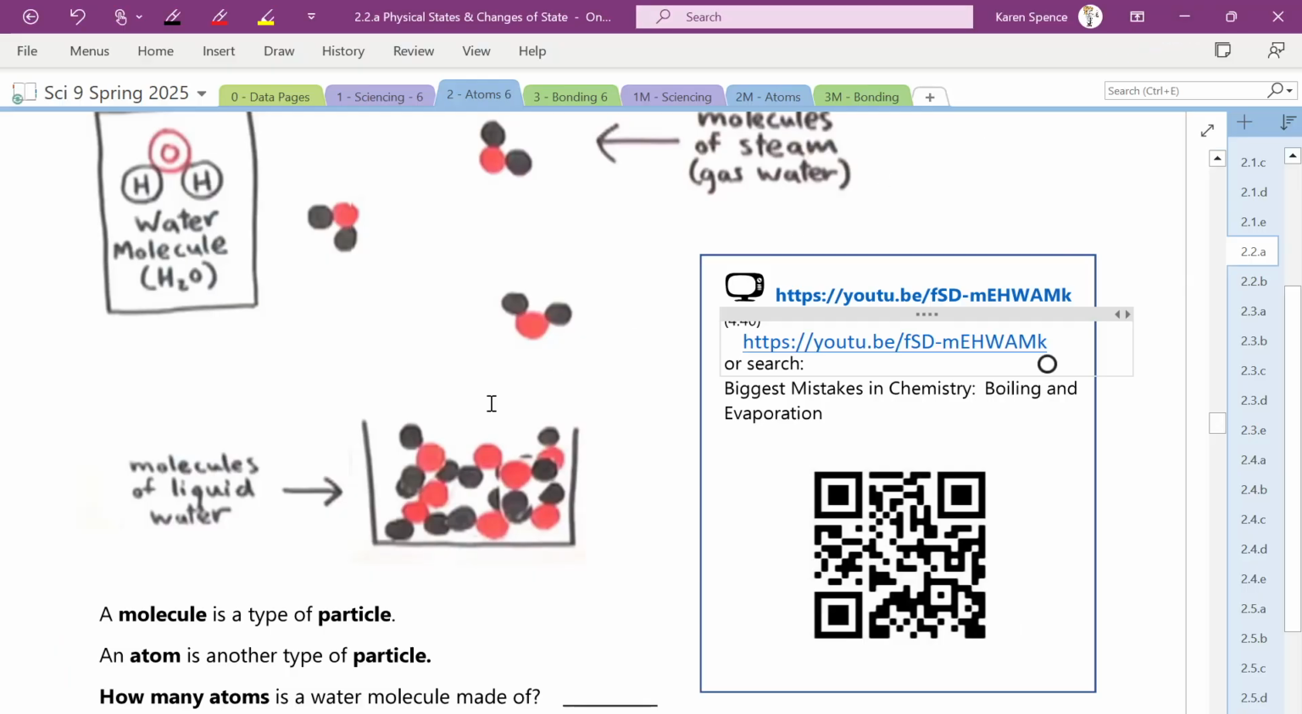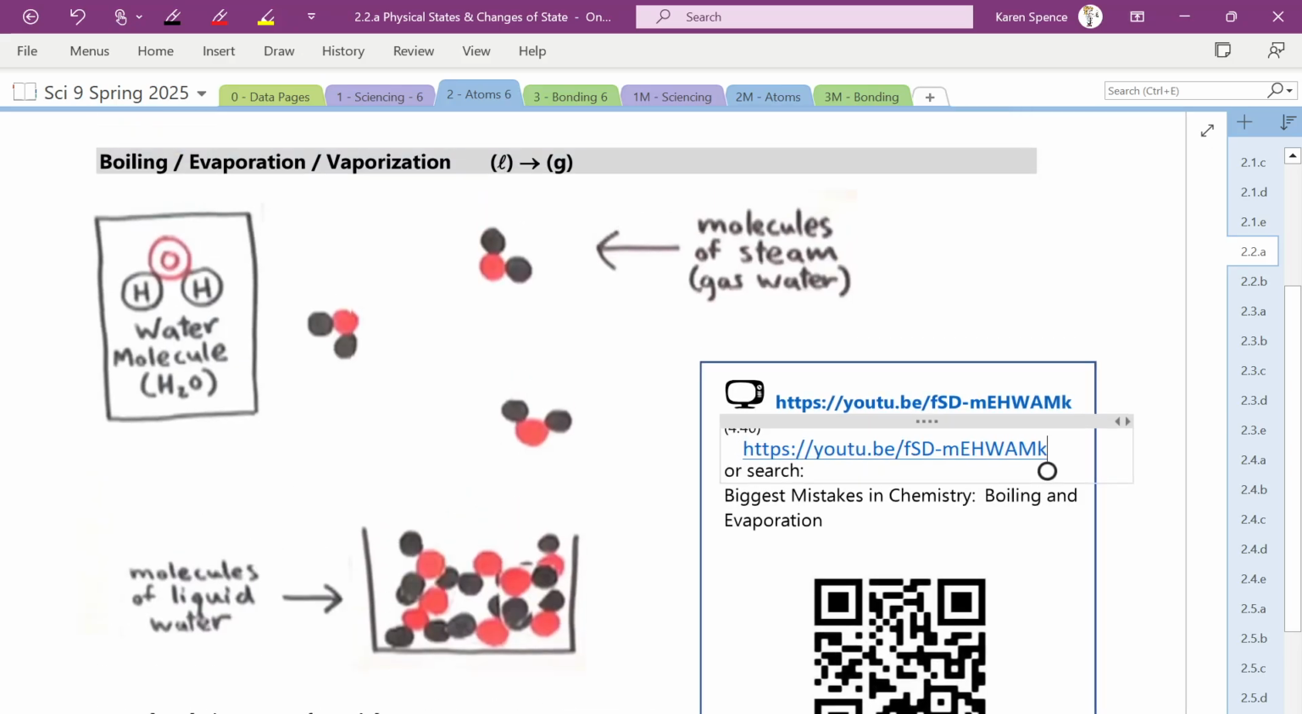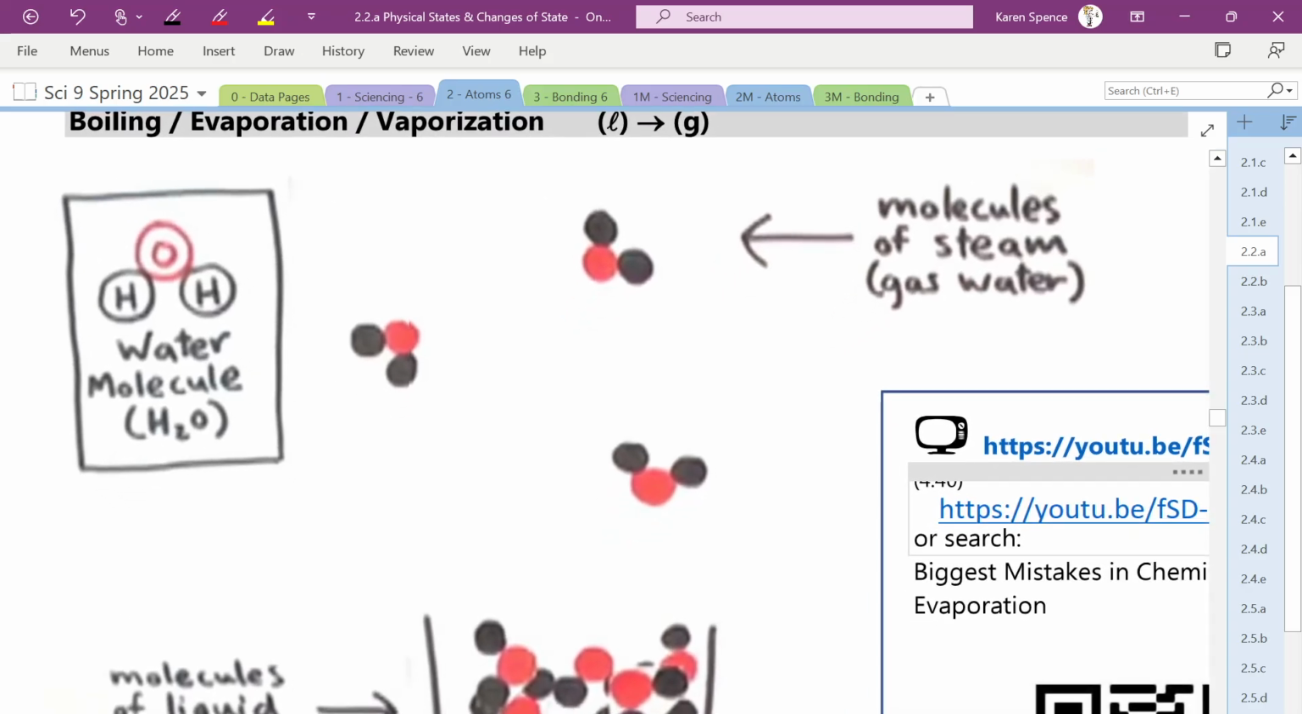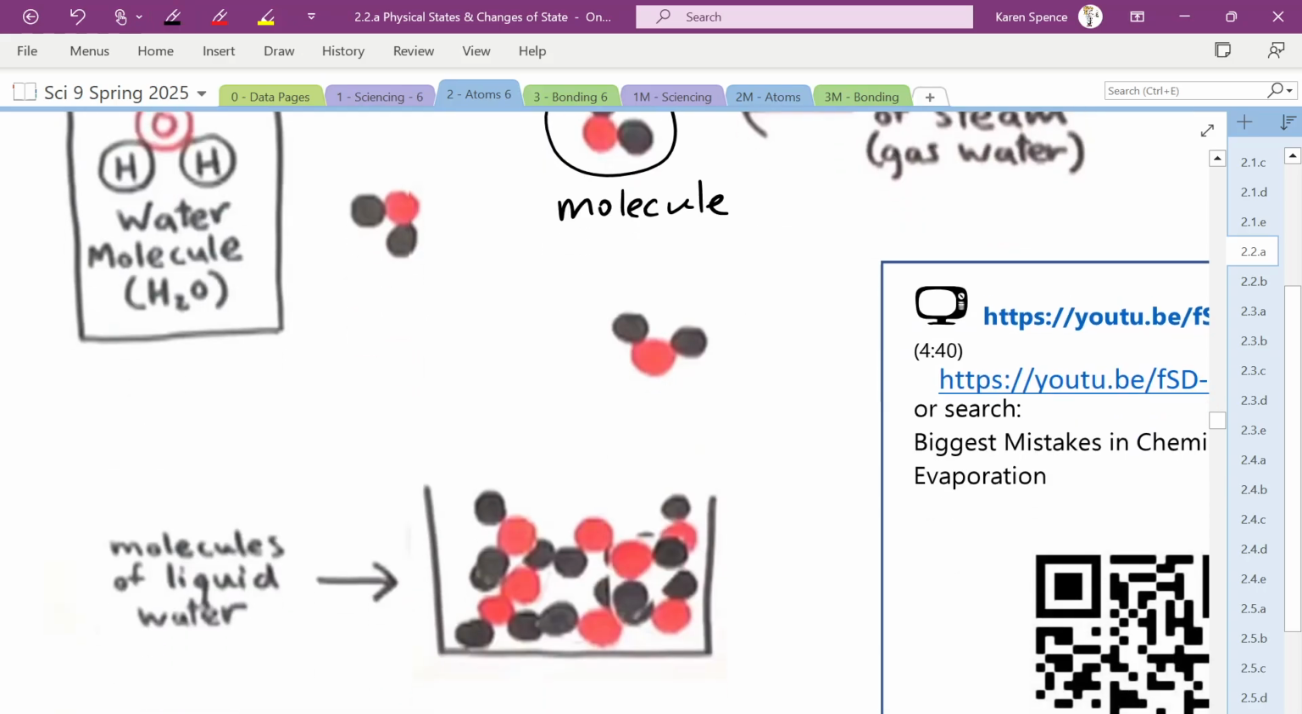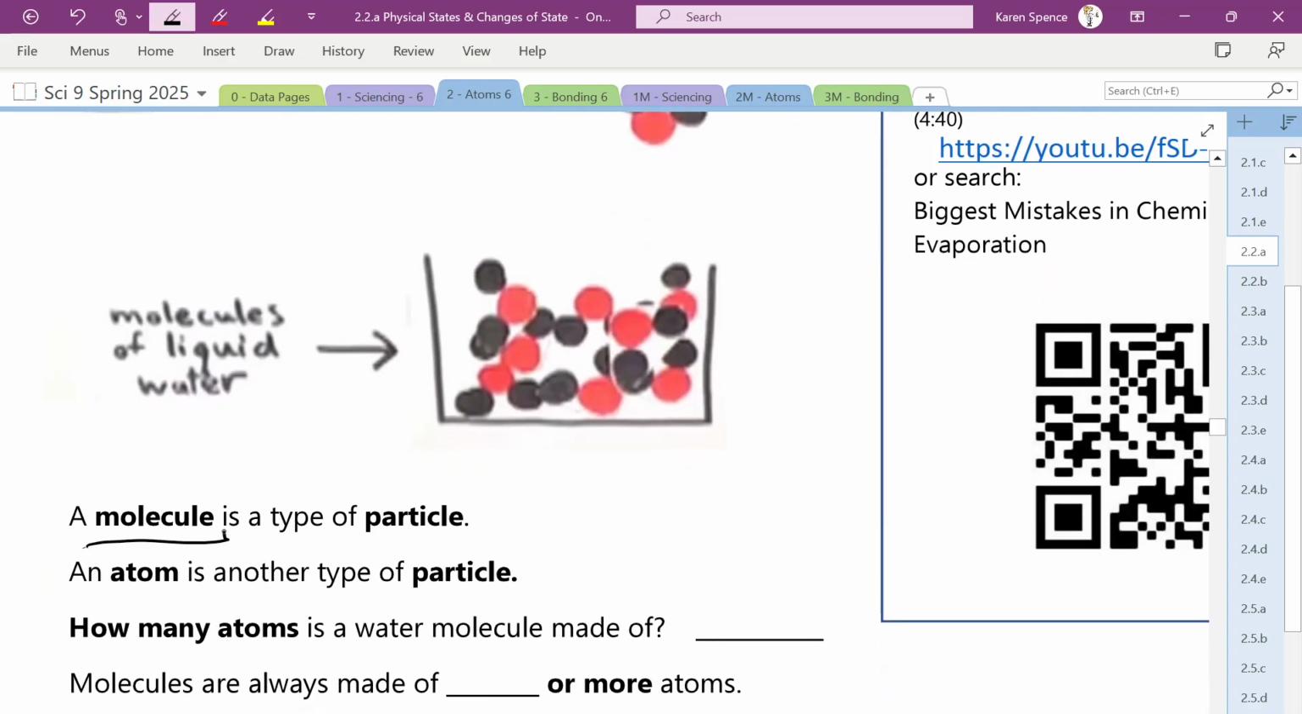And let's just quickly go back to page 47. And here we have water molecules. Let's just fill in a few blanks and then I'll give you your homework. This is a water molecule. And a molecule is a type of particle. A particle is just a tiny bit of matter. A tiny piece of matter.